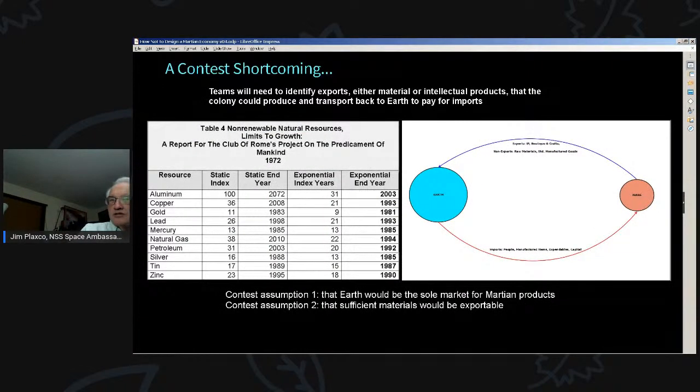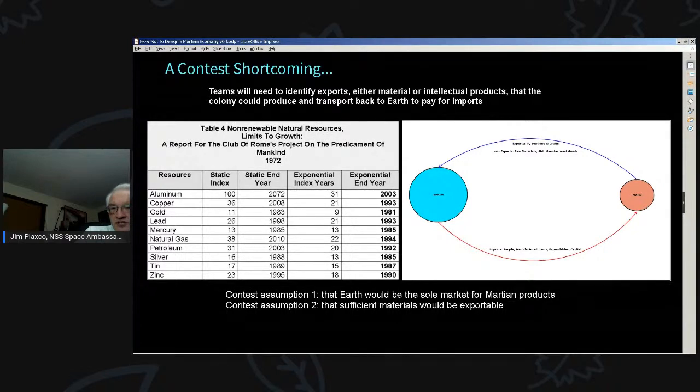One parameter that I took exception to was the one that implied that Earth would be the only trading partner that Mars would have. Now, on the left of my slide is a table from the 1972 report, The Limits to Growth. That last column, exponential end year, identifies the year that Earth would run out of the associated resource. So we were projected to run out of gold in 1981, aluminum in 2003, and the other resources would be exhausted at years in between those two. Obviously, none of these predictions came true.